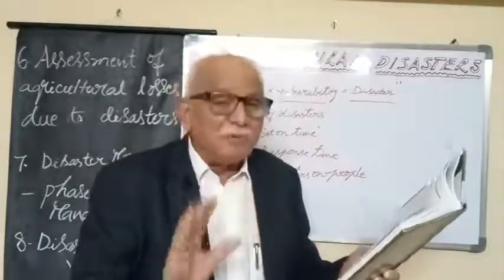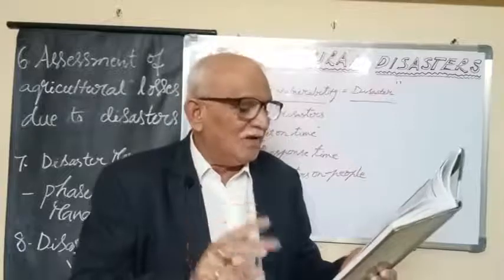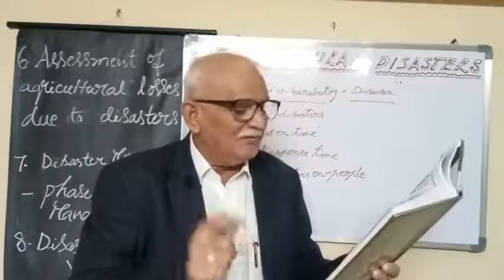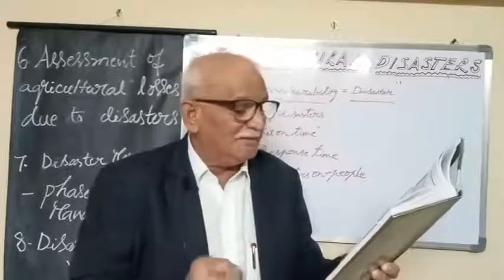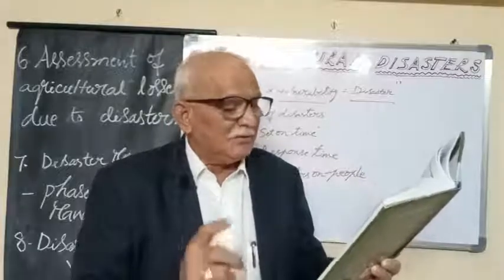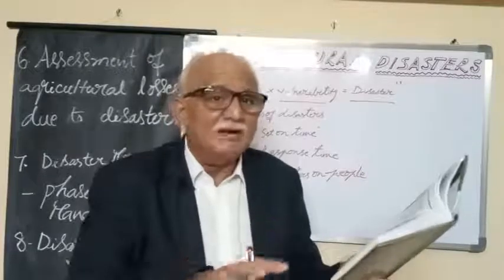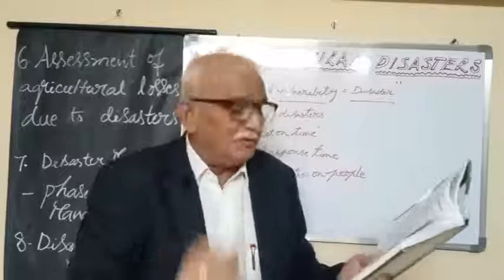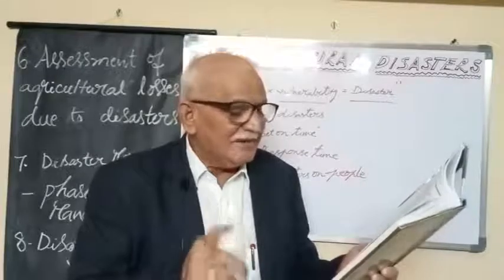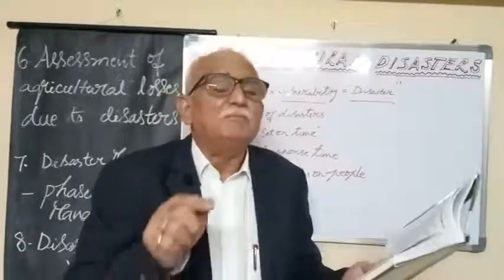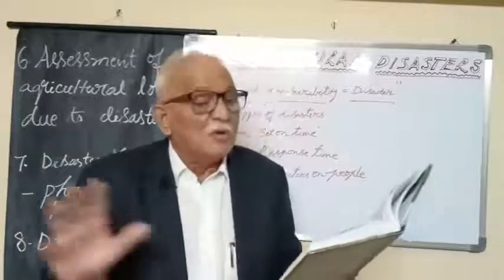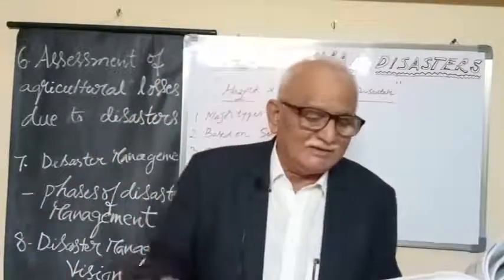Losses of potential output. Loss of inputs. Stage of crop at the time of disaster. Prices used to calculate the money value of the property lost due to disasters, agency making the assessment of damages and its purpose. So this is how we assess the agricultural disasters.